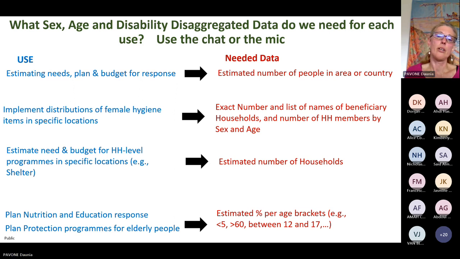So what the exercise is really about, and thank you for playing this with me, was to try and think through, when we talk about sex and age disaggregated data, we mean many things. Depending on the defined purpose, on the use you have, then you will know which type of data you will need to ask your IMOs or other colleagues for or look for. So keep this in mind.